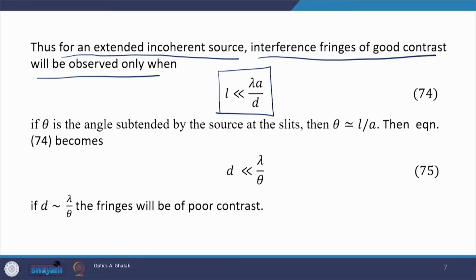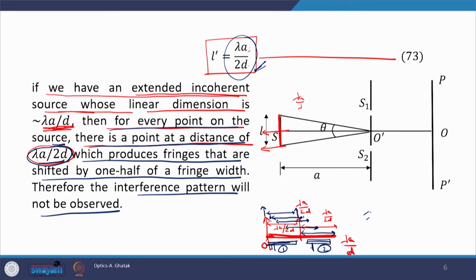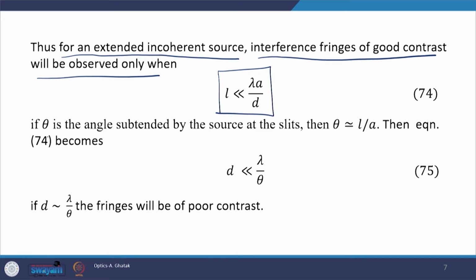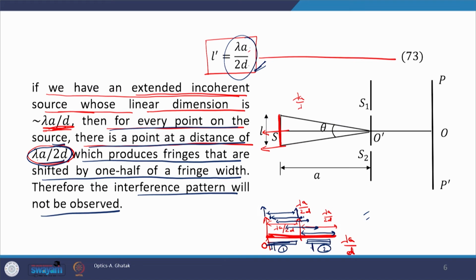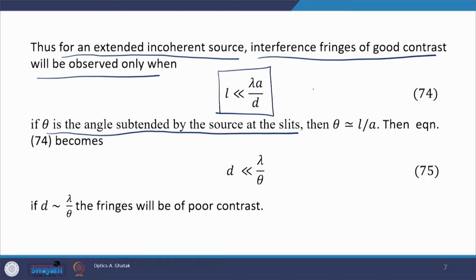Okay. And this is very much obvious from this analysis. Now, if theta is the angle subtended by the source at the slit, and we are considering this figure, this is the angle theta, then from the figure we can see that L would be equal to theta into A, and therefore, from equation 74, L is equal to theta into A, or theta is almost equal to L by A for very small theta.